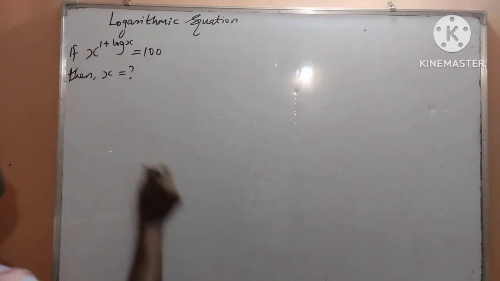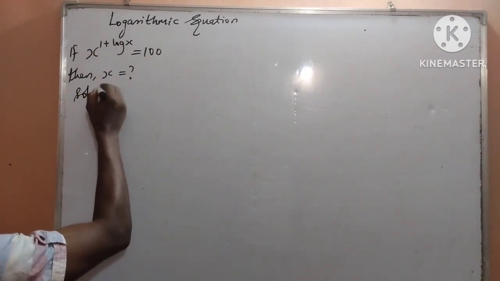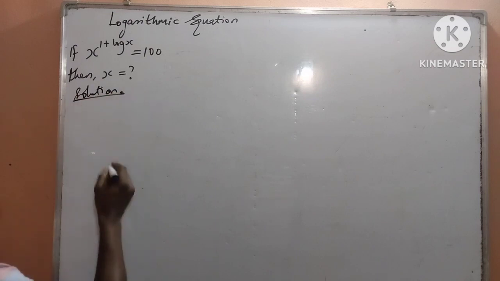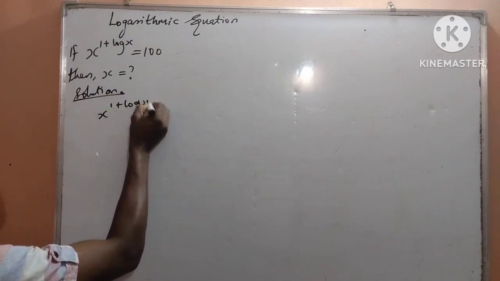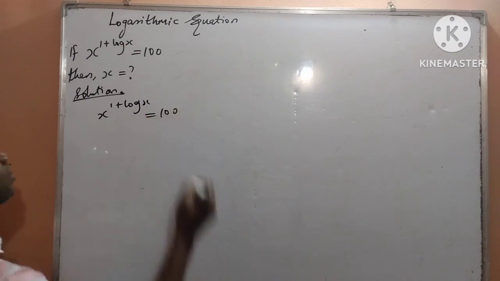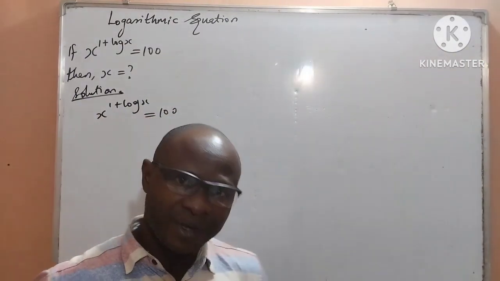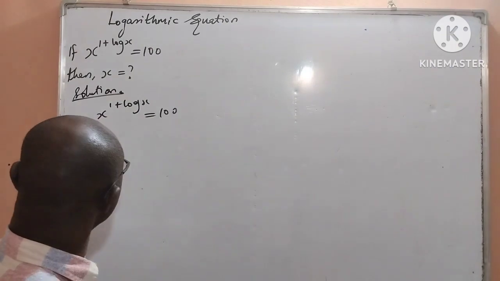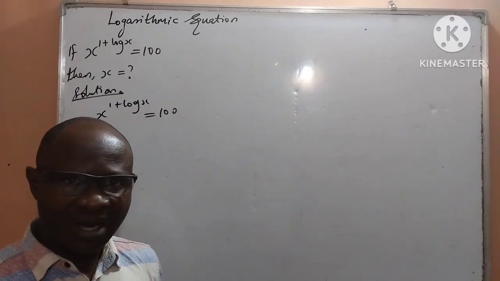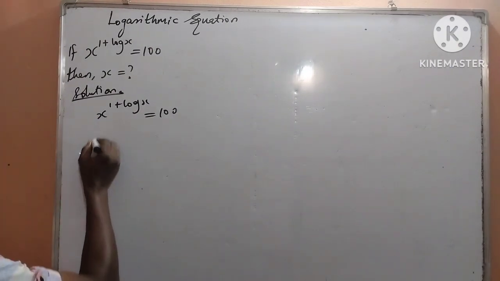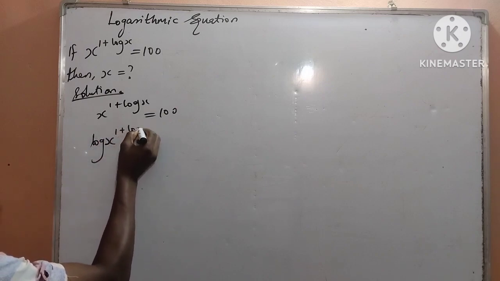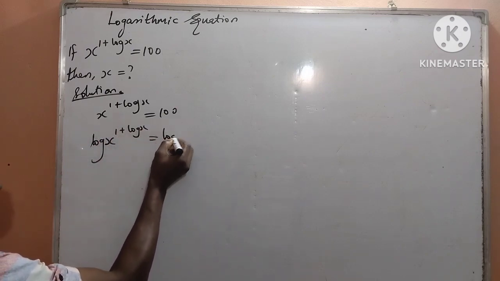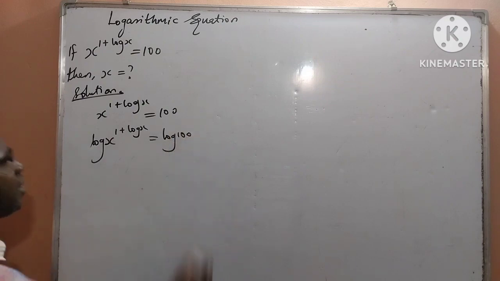The first step that I will take, remember we are going to start with the solution, then x raised to the power 1 plus the log of x, everything now is equal to 100. The first step that I will take here is simply to apply logarithms to both sides. That is going to give me the logarithm of x raised to the power 1 plus the log of x is equal to the logarithm of 100.